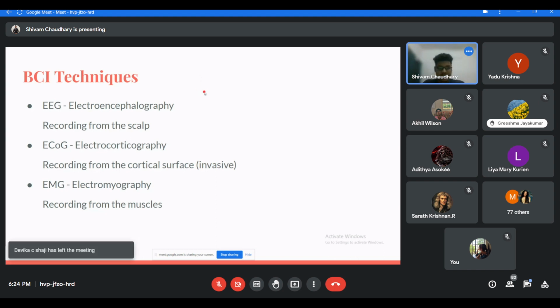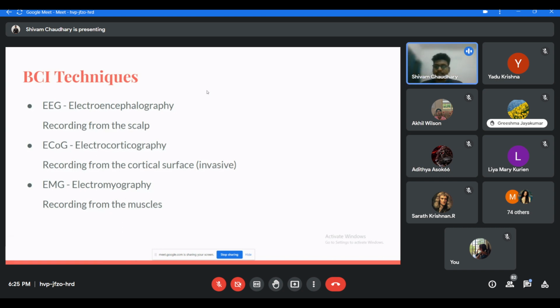Okay. So I'll be talking about these three BCI techniques. EEG stands for electroencephalography. The graph that I showed you earlier, that's an EEG graph. That records brain waves directly from your scalp. Okay, so I place EEG caps right on the scalp. I don't have to do anything else.